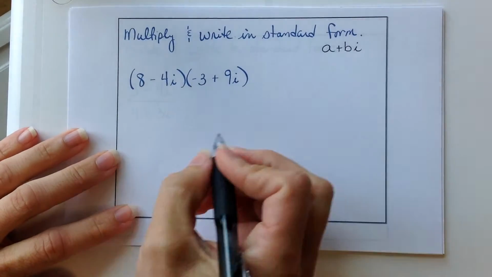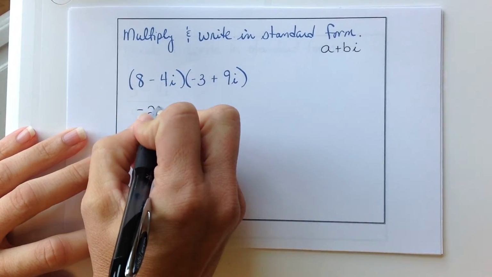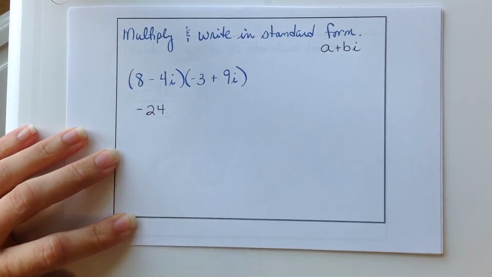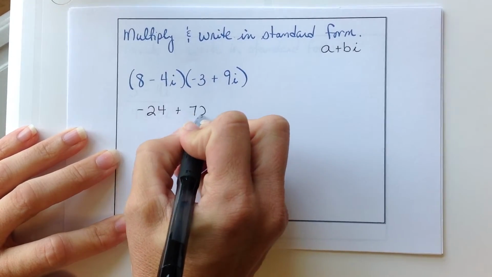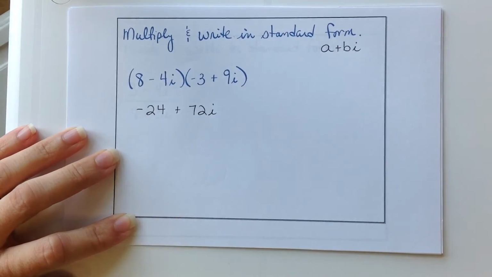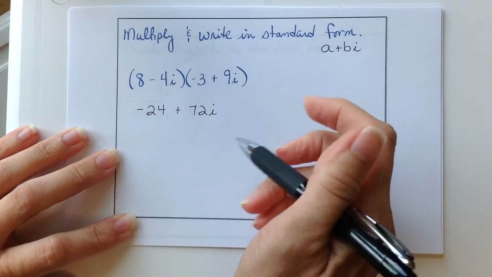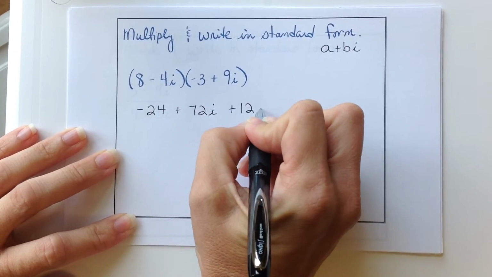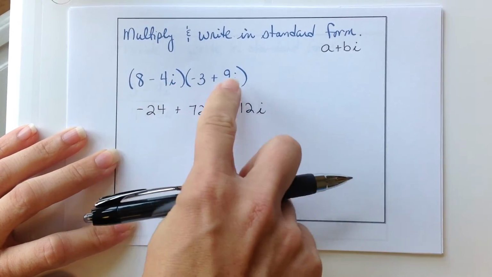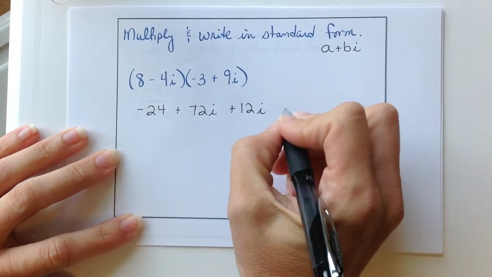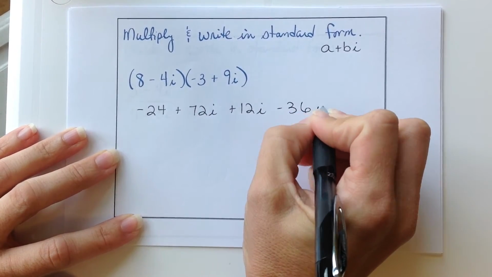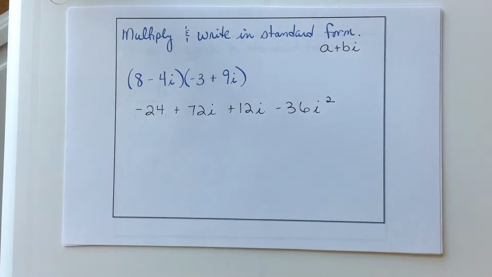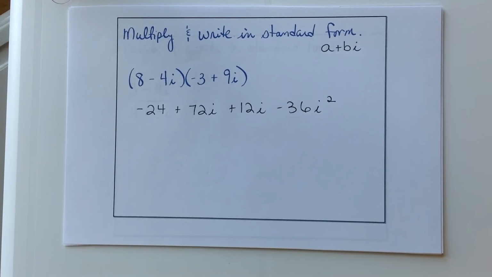So 8 times -3, so we'll get -24. 8 times 9i, so 72i. -4i times -3, so positive 12i. And then -4i times a positive 9i would be -36i squared.